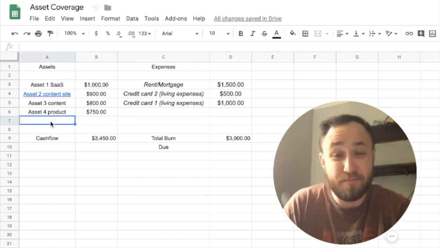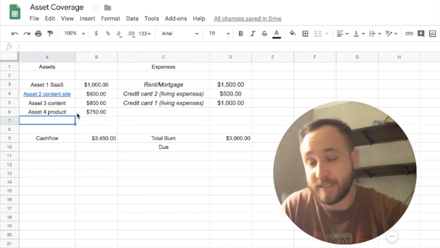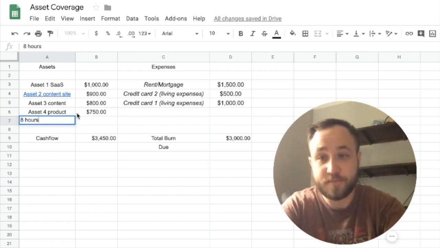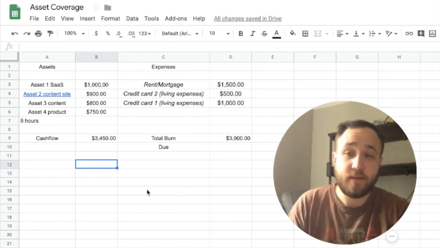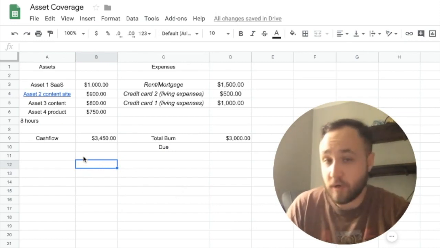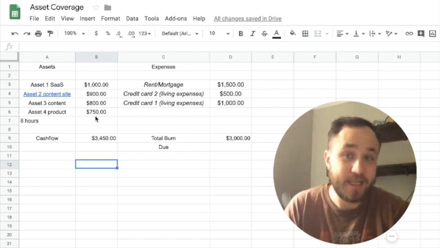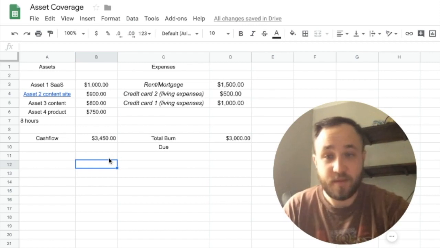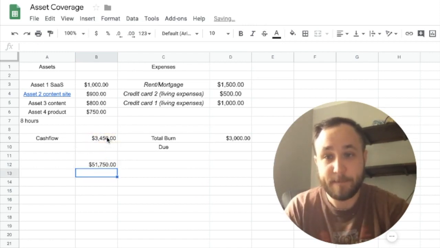And this would probably require, let's say, 2 hours per week per asset. So let's say 8 hours total. Now, 8 hours a week is less than a part-time job. And you would need, let's say, for this, at $3,000 a month, we're going to go ahead and multiply this times 15.